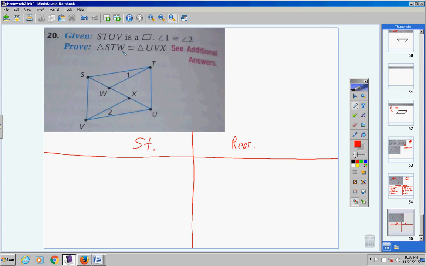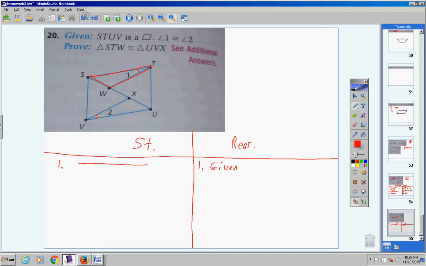I do have a parallelogram that's given to me. I'm going to put a 1 here. Put my line. I'm not going to recopy my given. All of my given is up here. Angle 1's congruent to angle 2. They didn't mark that for me, so I'm going to mark it, okay? Got to mark that. There. Now, I'm trying to prove that this triangle here, STW, is congruent to this triangle here, UVX.